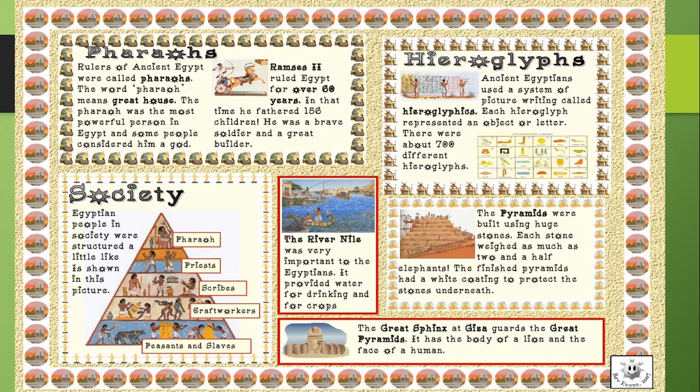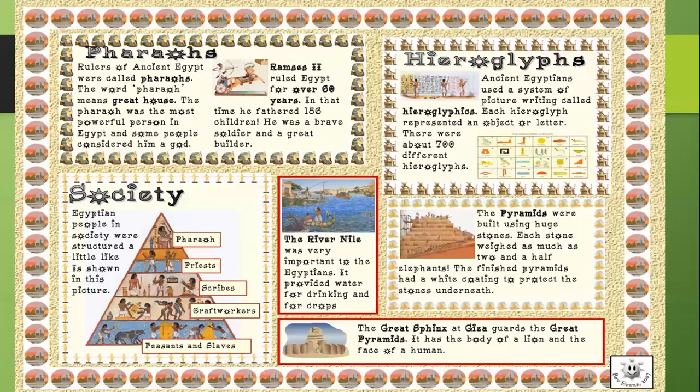The River Nile was very important to Egyptians. It provided water for drinking and for the crops. It was also a way for them to transport goods from one end to the other. Hieroglyphs was the system of writing which ancient Egypt used. I know you have seen them, but you have different letters. There were 700 different types of hieroglyphs.